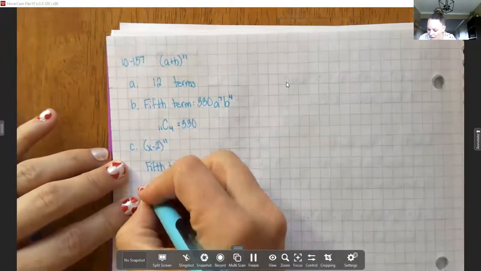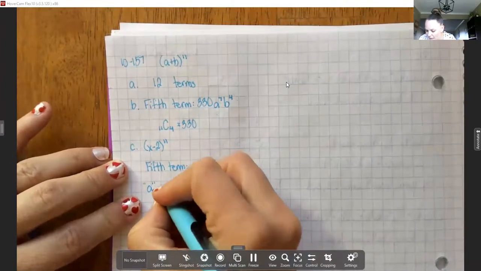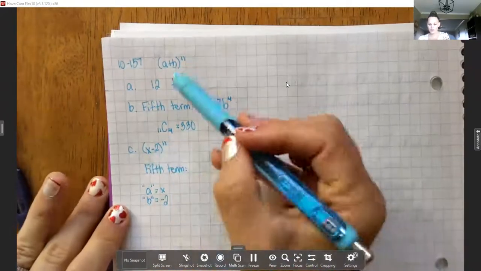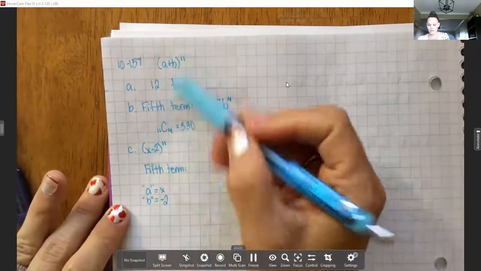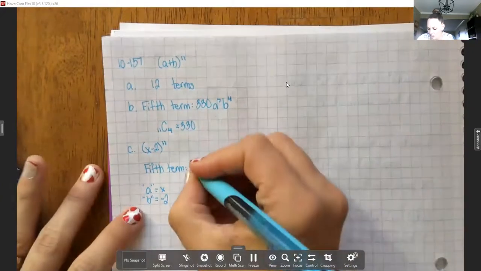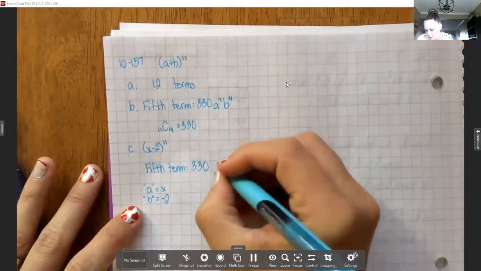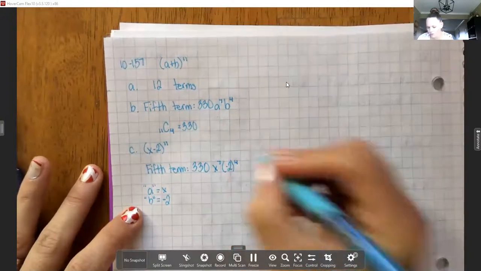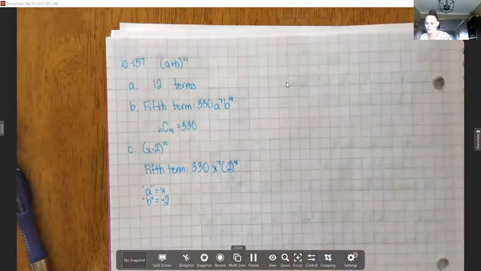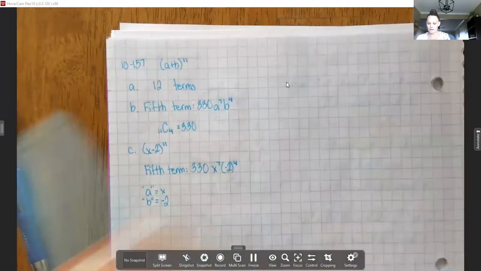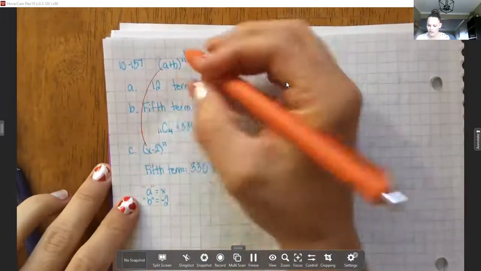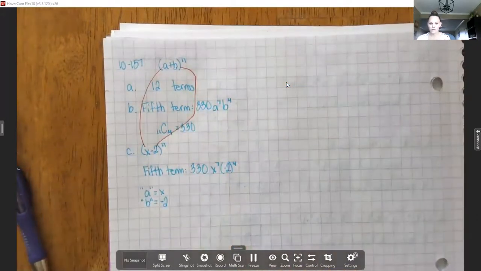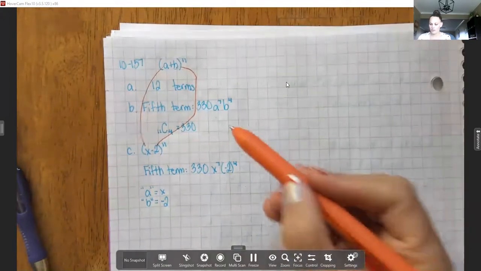So here our a from up top is x, and our b is -2. If we're plugging this in here, a would be x, and b would be -2. So this would be 330. a is x to the 7th, and b is -2 to the 4th. And I just took this and this. a is x, and b right here is -2. So I plugged them in.